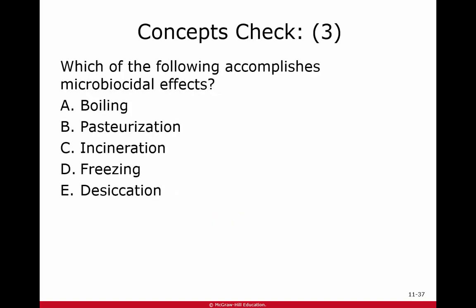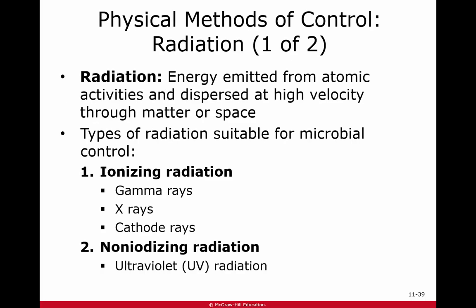So quick check for you real fast, and then just a couple more physical methods they mention. Radiation is one that's mentioned here. So with radiation, just to note, this is where energy is emitted from atomic activities. So they mentioned the different types of radiation, ionizing and non-ionizing. You probably aren't familiar with those terms, but familiar with some of the examples under there. So X-rays, UV radiation. We note that radiation can damage nucleic acids. It can damage DNA, can damage protein structure. So it can be a favorable method of control.